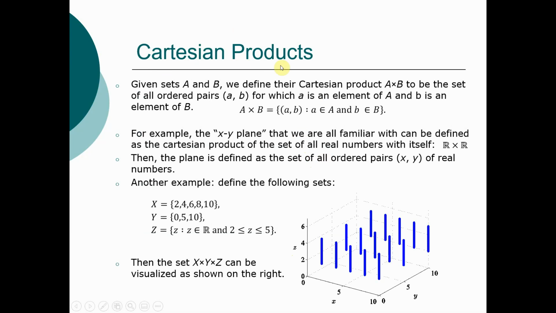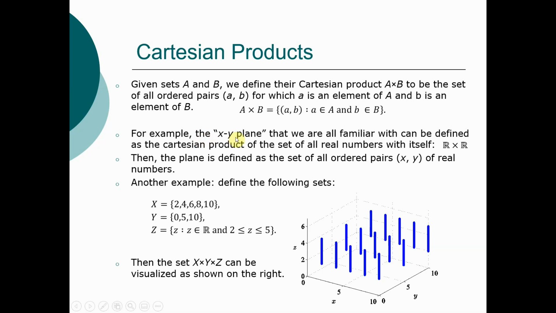Another concept is the Cartesian product. If we have two sets A and B, we define their Cartesian product, A cross B, to be the set of all ordered pairs (a, b) such that lowercase a belongs to the first set, in this case capital A, and lowercase b is an element from the second set, in this case capital B. So A cross B is the set of all ordered pairs (a, b) for which a is an element of A and b is an element of B. So it's basically paired elements.